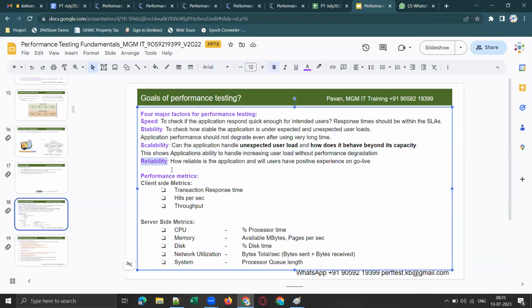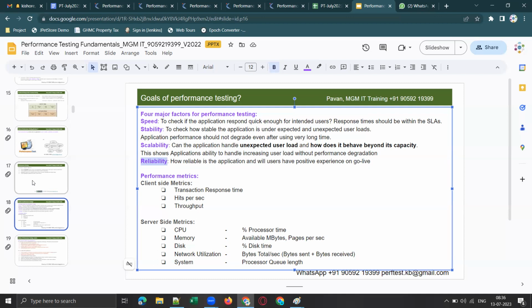And the next factor is reliability. Reliability means how reliable the application is, and will users have a positive experience on go live. Once the application goes into production, how reliable is the application, and will all the users have a positive experience on go live? That is called reliability. So these are the 4 major factors for doing performance testing: speed, stability, scalability, and reliability.